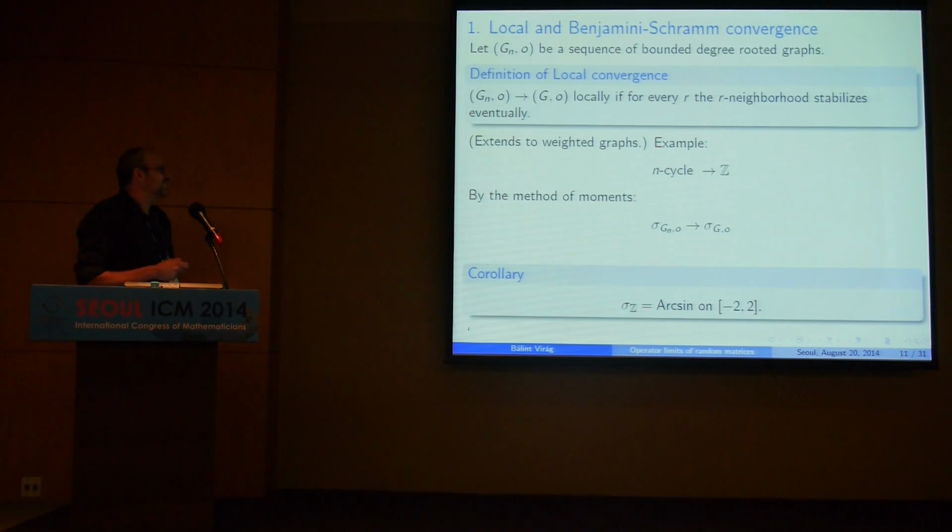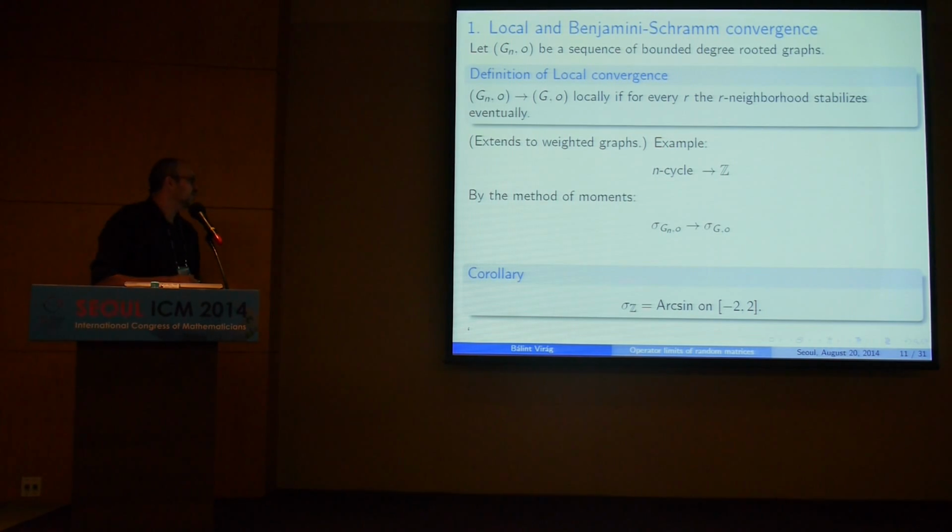A simple example is when you take the n-cycle. As n goes to infinity, it converges to the integer lattice Z. Of course, this implies that, remember, the spectral measure is just counting paths around O. Because of the stabilization, the moments also stabilize for the spectral measure. So it tells you that the spectral measures converge, weakly and in moments, when you have this local convergence.